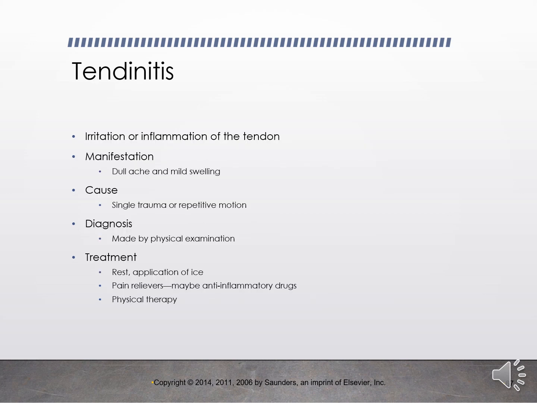And then last, we have tendinitis. This is irritation or inflammation of the tendon. The signs and symptoms are dull aches and mild swelling of the area. It's caused by a single trauma or possibly repetitive movement of the area. Diagnosis is just by physical exam, and here we're going to use RICE, the rest and ice, pain relievers like anti-inflammatory drugs, as well as potential physical therapy. And that is it for this chapter.